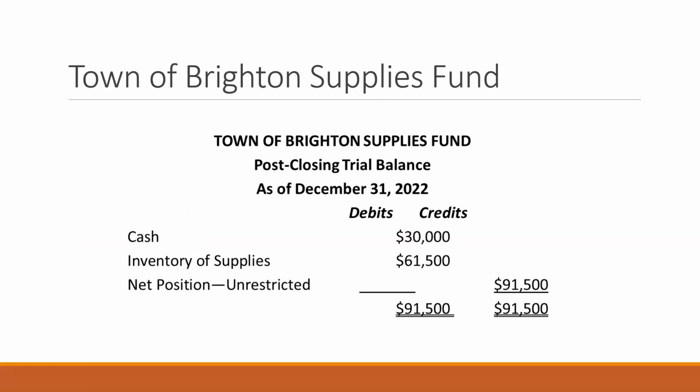Okay, so we have the next couple of slides. Follow the example in your textbook about the Town of Brighton Supplies Fund that is established by a transfer of cash and supplies to the fund. So what they have done in this example is created a purchasing department which manages all purchase of and distribution of supplies for the entire government.